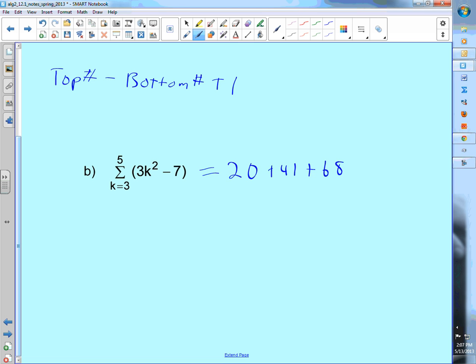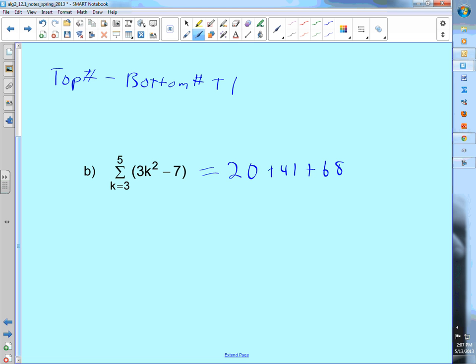Anybody get different terms? 101 and 148. Okay. So how did you find the first term? Okay. And how did you find the second term? Excellent. And how do you find the third term? Third term is 5 for K. Okay. And are we supposed to plug in any other values for K?